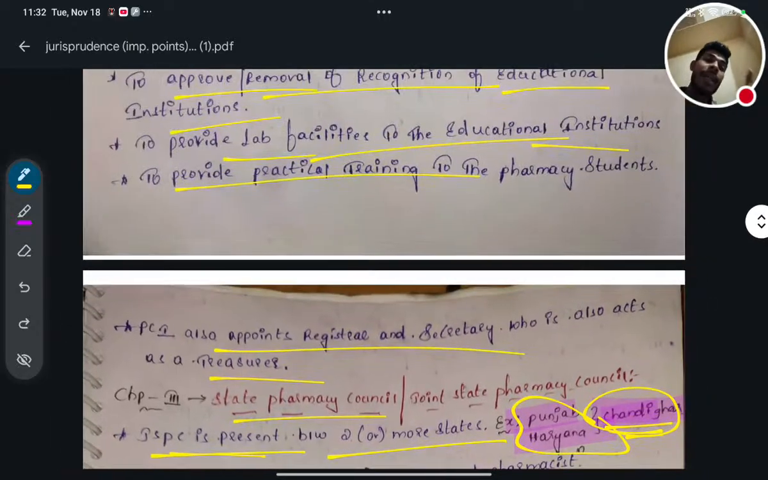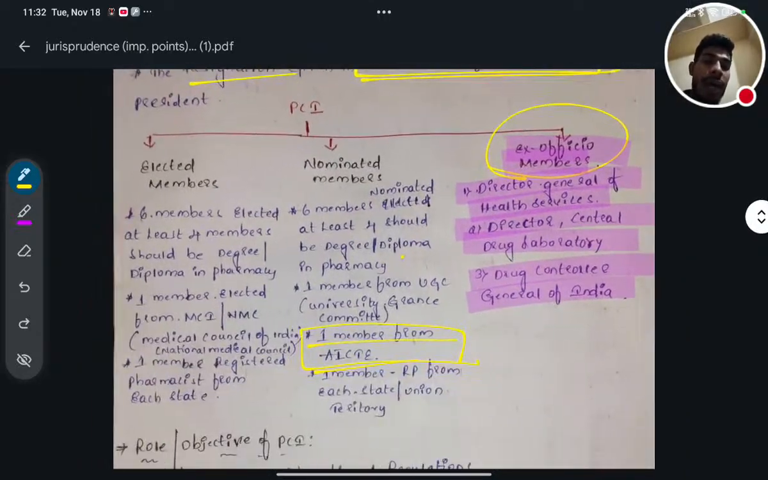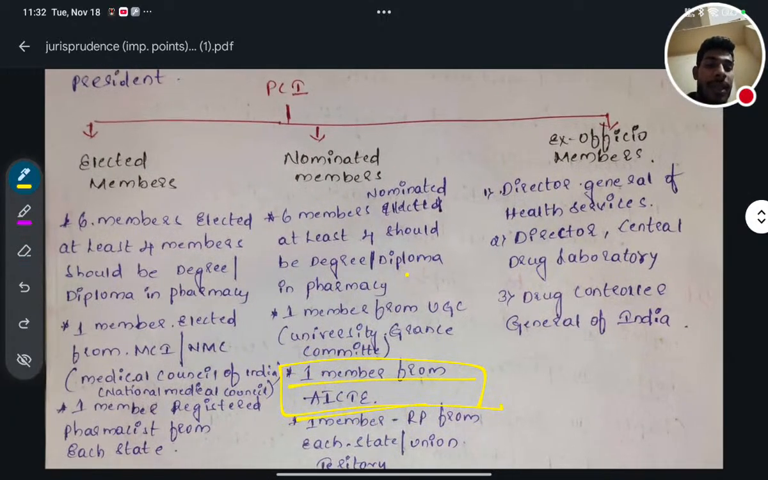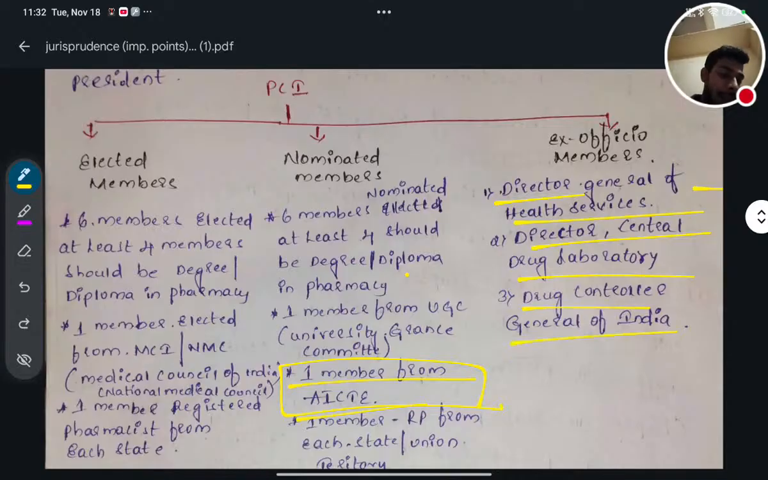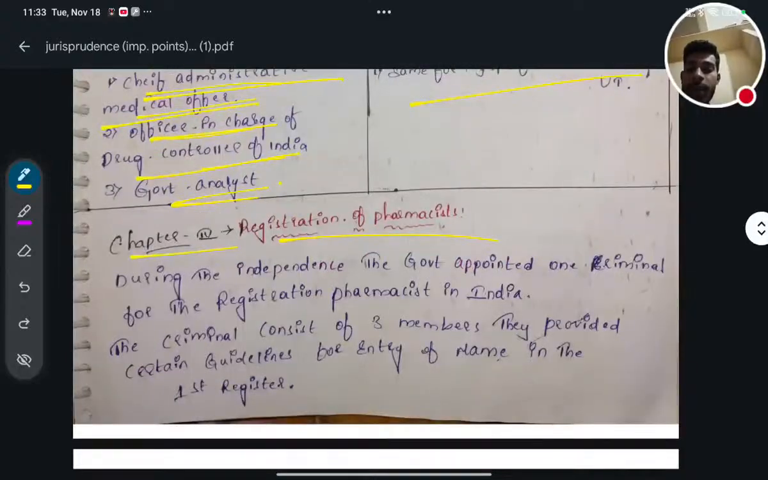Okay, but in the case of Pharmacy Council of India, PCI, who are the ex officio members? You have to remember this, it is very important. Who are the ex officio members? Director General of Health Service, Director General of the Drug Laboratory, and Drug Controller General of India. Okay, so you have to remember these things.